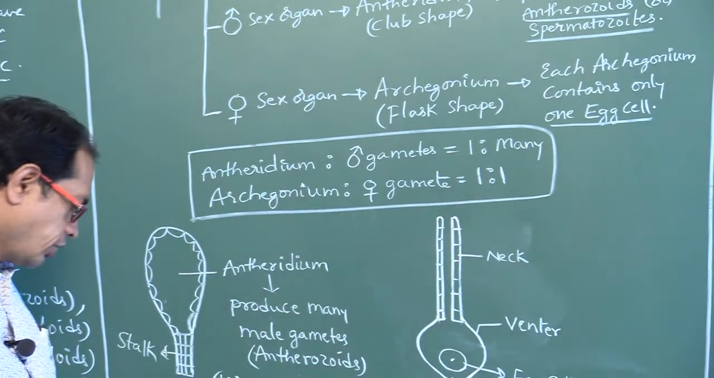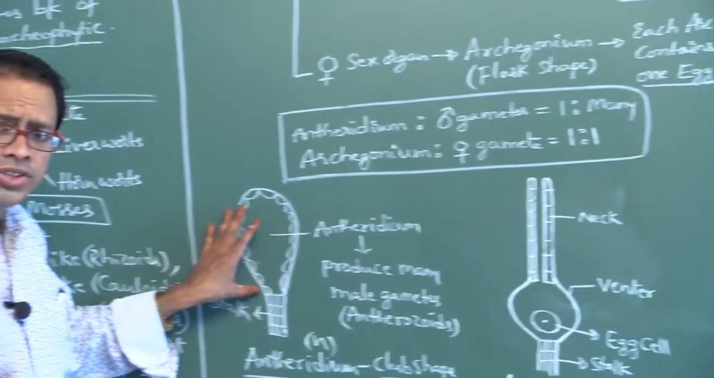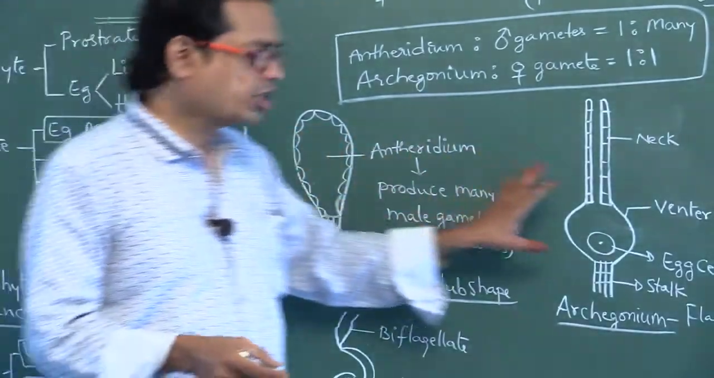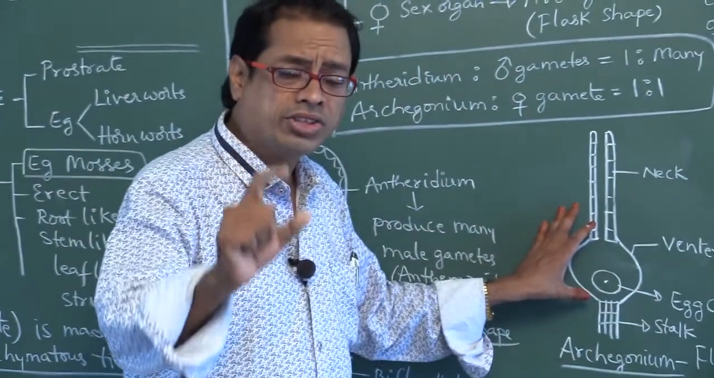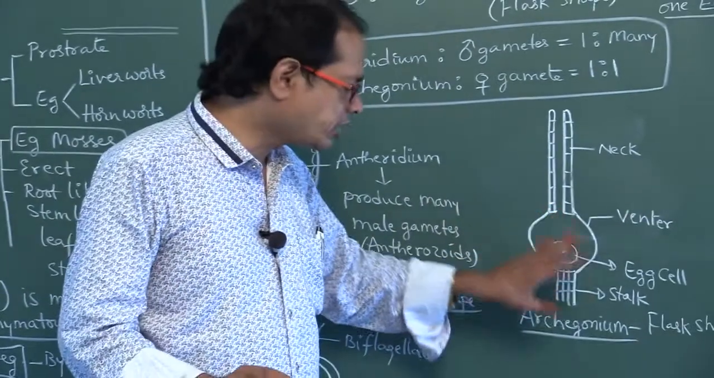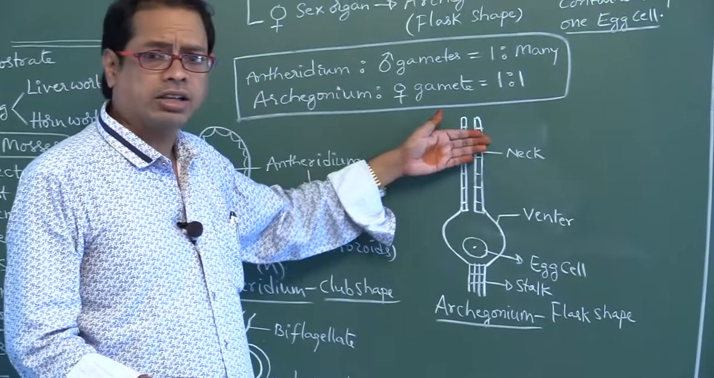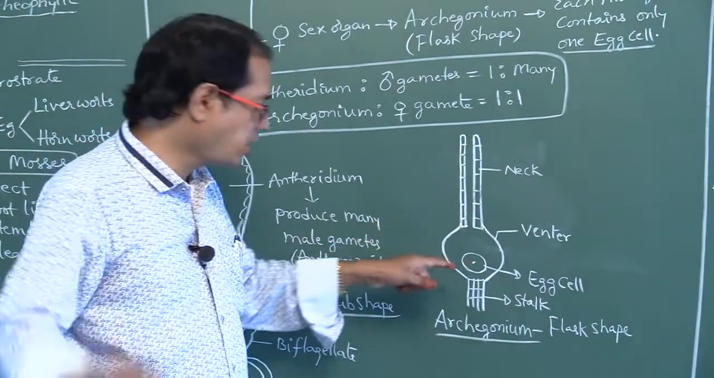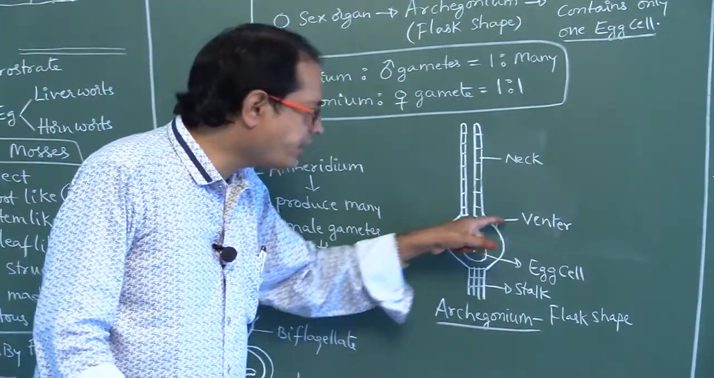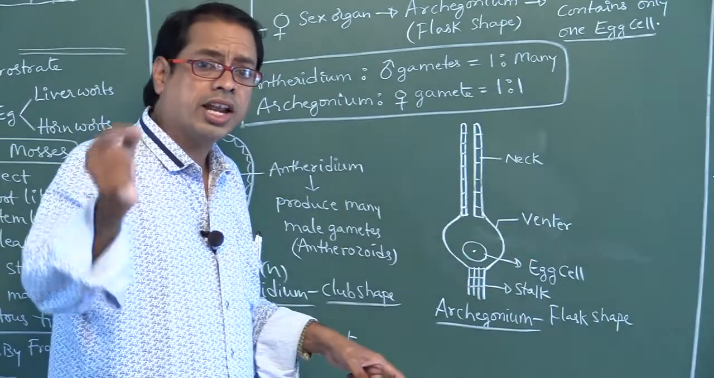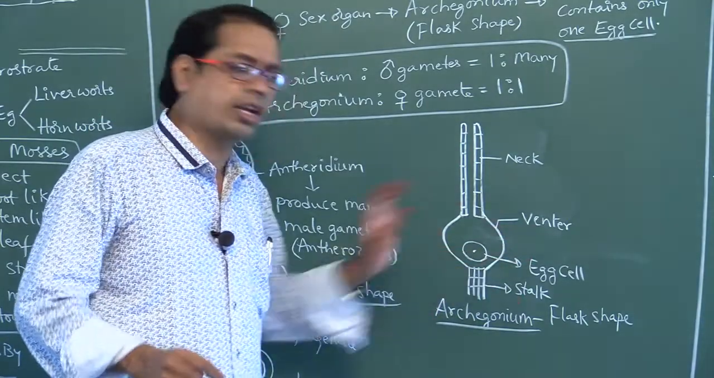So this is the Antheridium, which is club shaped. This is the structure of the Archegonium, which is flask shaped. It contains three parts: stalk, venter and neck. The egg cell is found inside the venter part. This is the venter. So inside the venter, the egg cell is present.